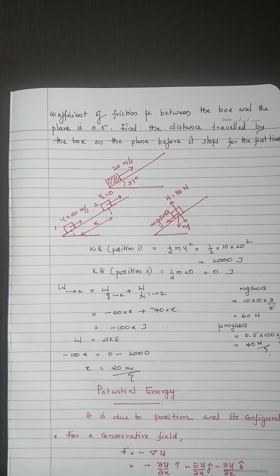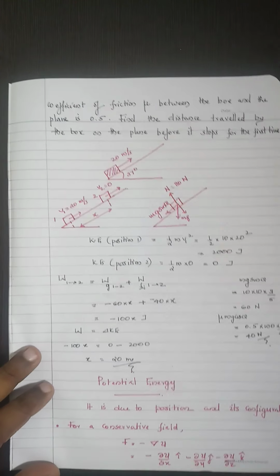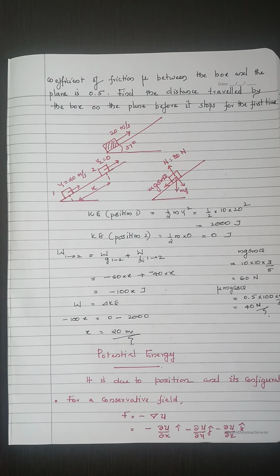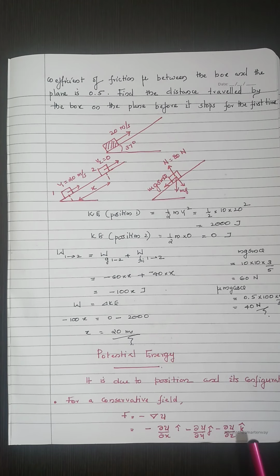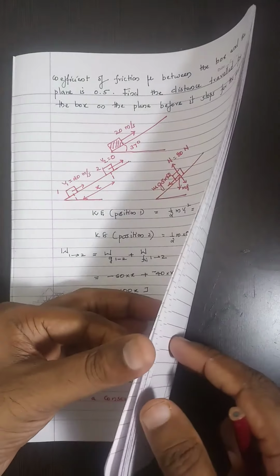A good concept. You know the potential energy is due to the position and configuration. But this is a relevant, very important concept for a conservative field. The force is the negative gradient of potential energy. In vector form, you can write minus del u by del x i minus del u by del y j minus del u by del z k. A very important concept.